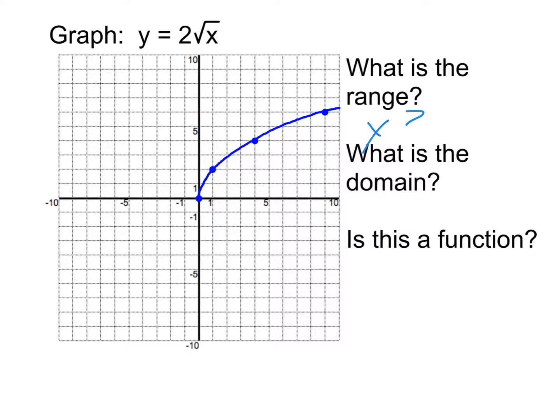Greater than, because they're getting bigger. And technically it's greater than or equal to because it actually hits that starting point. And what is that starting point? 0. So we got Y is greater than or equal to 0 for the range.